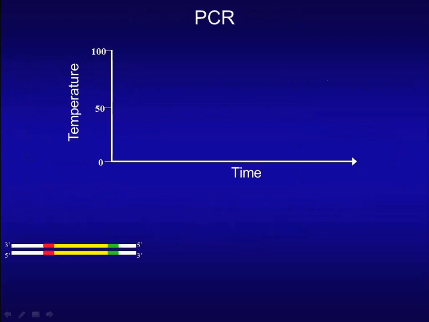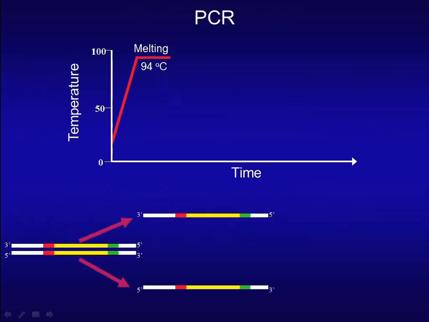Here are steps in PCR. First step is DNA melting. The reaction chamber is heated to 94 degrees for 30 seconds. This causes DNA melting. Two strands are separated. Second step is annealing. The reaction temperature is lowered to 50 degrees Celsius for 30 seconds, allowing annealing of the primers to each of the single-strand DNA templates.